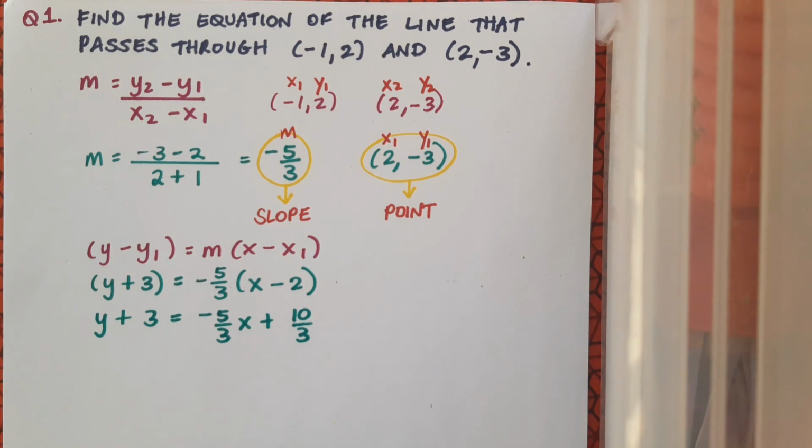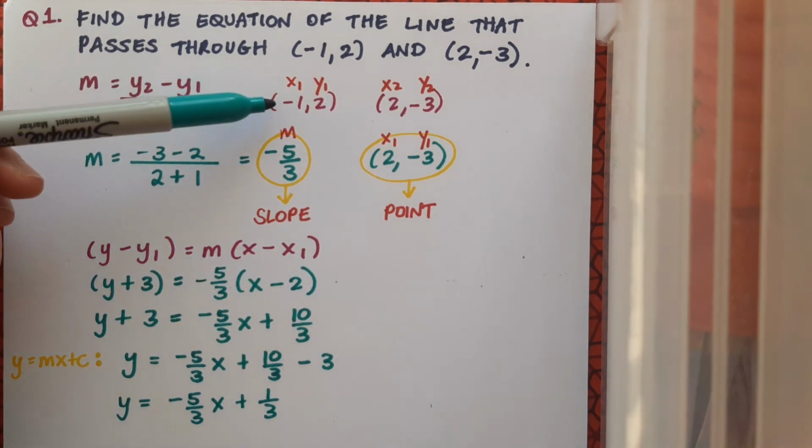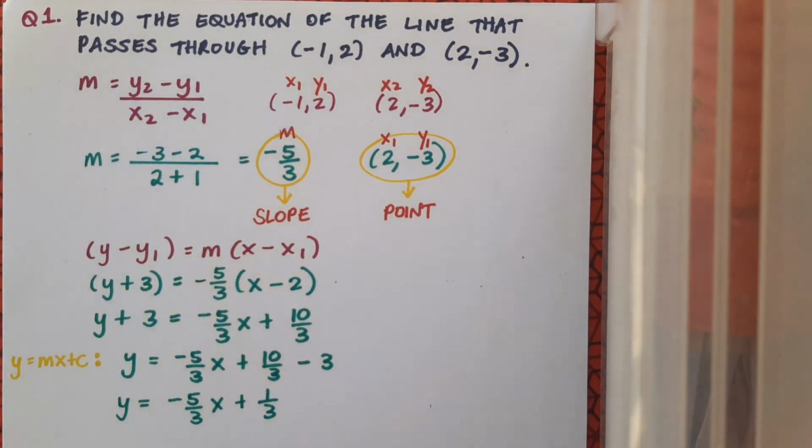And then, depending on the format that I want, I'm going to rearrange. So I'm going to go for the y equals mx plus c format. And that just means that I'll leave the y where it is and bring the 3 across. And then just one last bit of tidying up. And again, don't be afraid to use the calculator here for this. And we end up with y equals -5/3x plus 1/3. And that is the exact same answer that you should get even if you had used the point -1, 2.